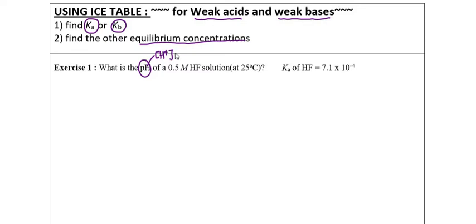Where do you find this? You can find it from the ICE table, if the solution in the question is a weak acid, or a weak base if you want to find the concentration of OH minus. This HF solution is a hydrohalic acid. It is the only hydrohalic acid that we call a weak acid. The rest of the hydrohalic acids such as HCl, HBr, and HI are strong acids. I already told you the reason why HF is called a weak acid. Refer to my previous video.